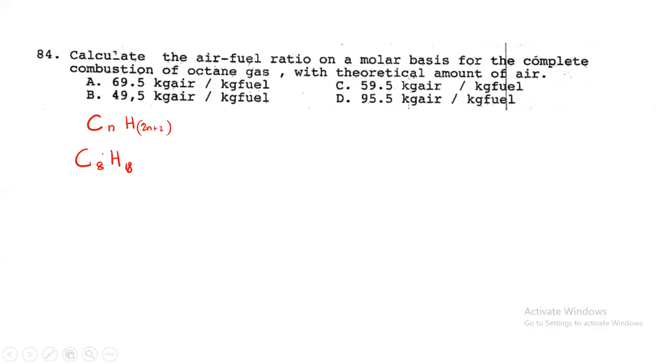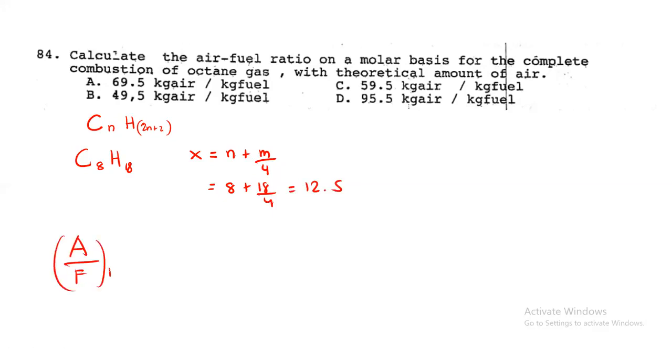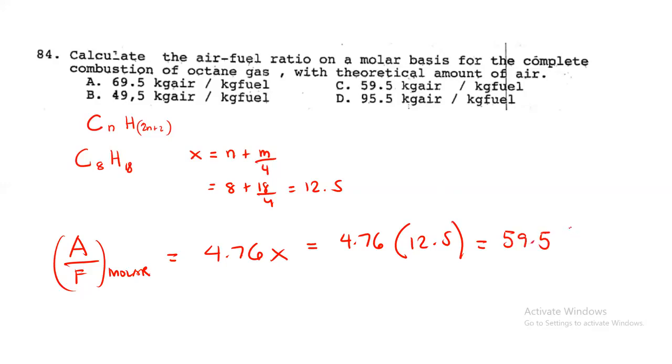So paano ba yung molar basis na air fuel ratio? First kunin muna natin si X. So si X is n plus m/4. Ang n natin dyan, guys, is 8. Ang m natin, ito 18. 18 divided by 4 is 4.5, so X is 12.5. Para makuha natin molar air fuel ratio, molar is equals to 4.76x. Sa combustion yan, na formula ng molar air fuel ratio. So 4.76 times 12.5 is equal to 59.5 kilogram of air per kilogram of fuel. So yan na yun. The answer is letter C.